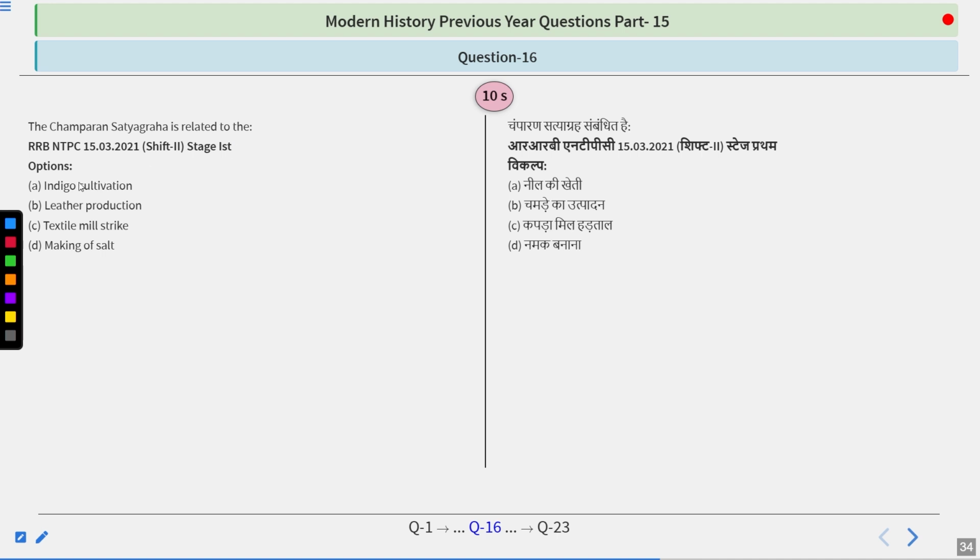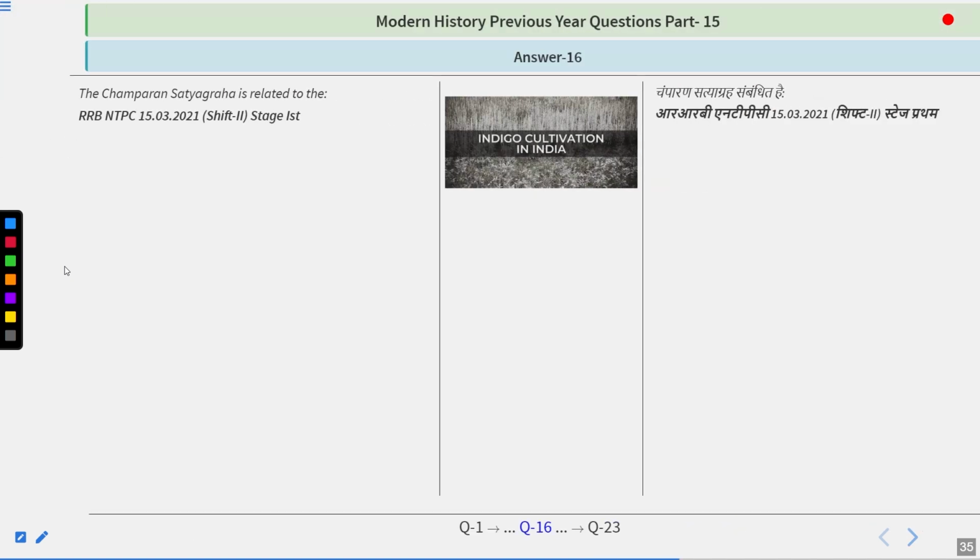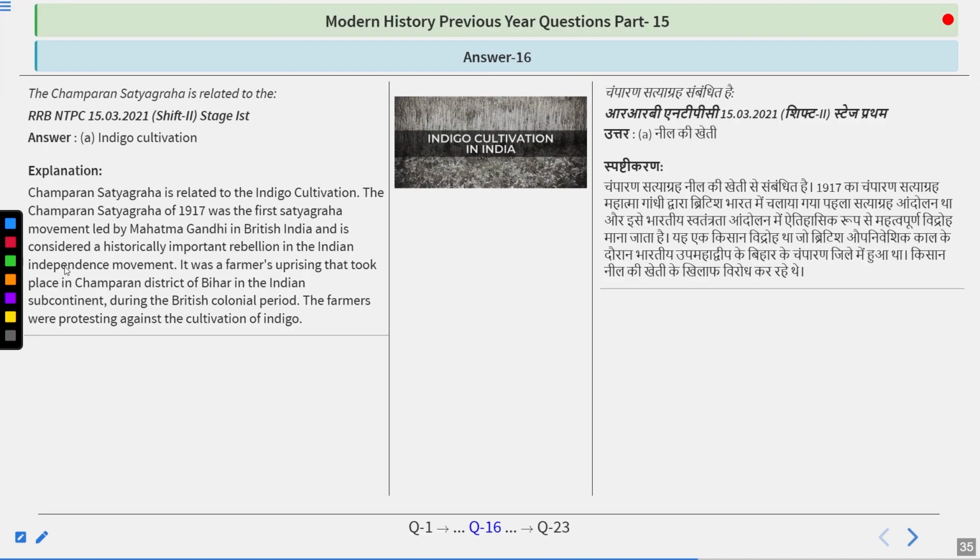Champaran Satyagraha is related to indigo cultivation, leather production, textile mill strike, or making of salt. Think about it. And I guess the answer you are thinking is right, because the answer is indigo cultivation. So Champaran Satyagraha is related to indigo cultivation.